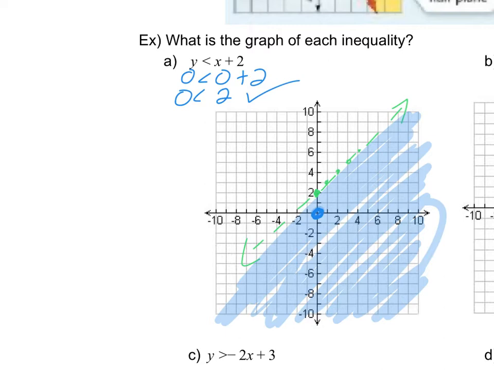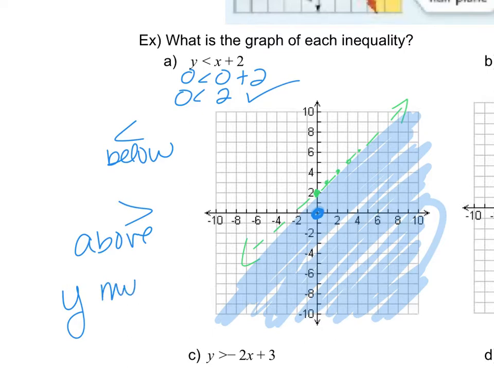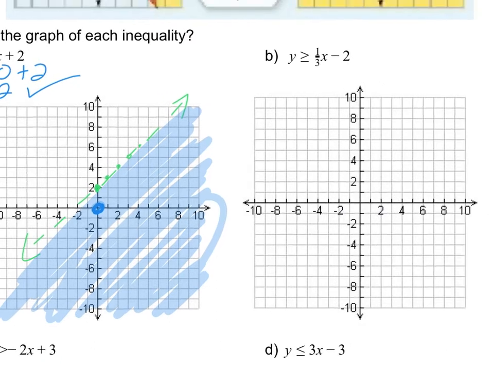Here is the shortcut. Your symbol is less than. This only works if the y is on the left side of the equation or the inequality. So the y has to be on the left. If it's less than, you'll shade below the line. If it's greater than, you will shade above. But again, the y has to be on the left. The y must be on the left, and by itself.